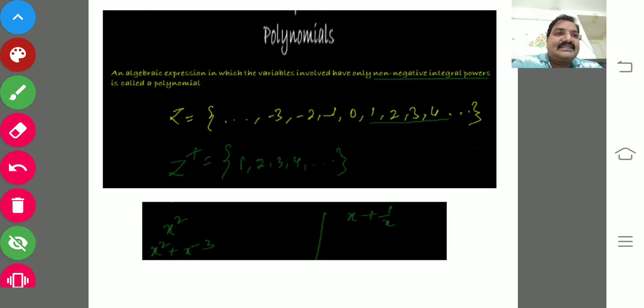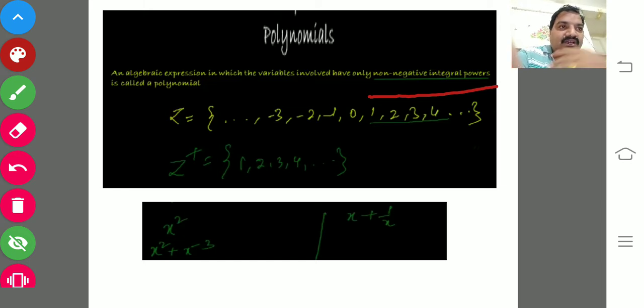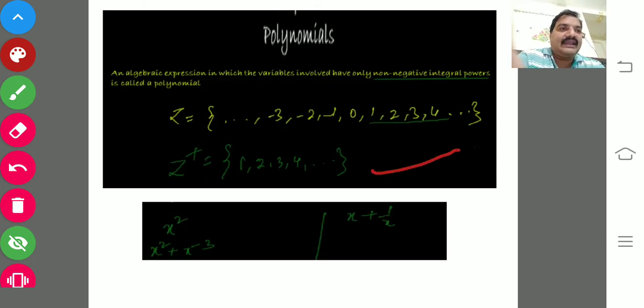So what is the condition? An algebraic expression in which the variables involved have only non-negative integral powers is called a polynomial. This is very, very important. What are non-negative integral powers? Already you know what integers are. Integers are nothing but positive numbers and negative numbers along with 0. But here we are taking only the positive powers. Positive powers in integers are only the natural numbers, like Z plus, that is, 1, 2, 3, 4 and so on.